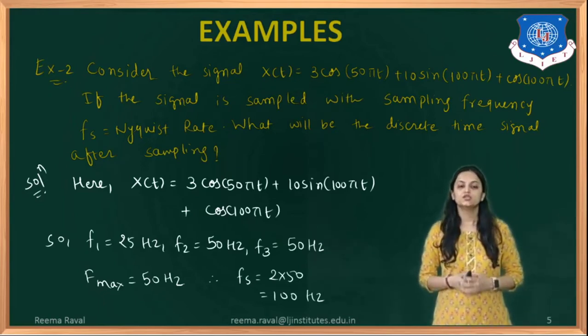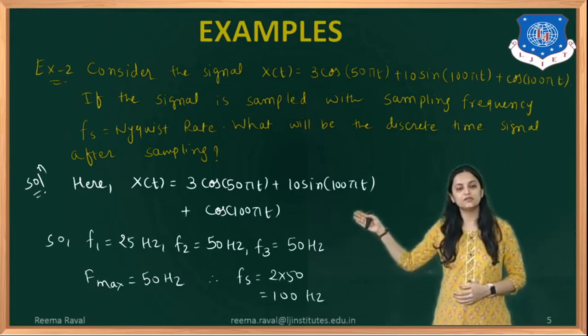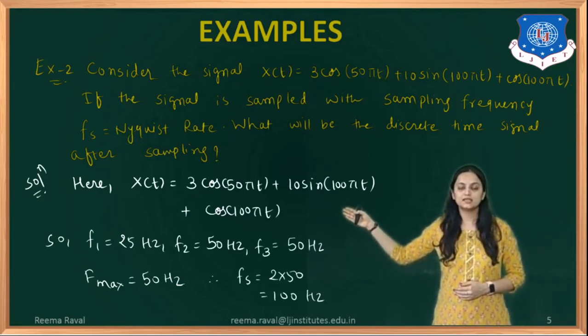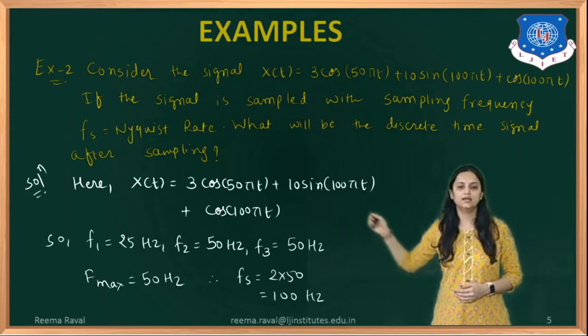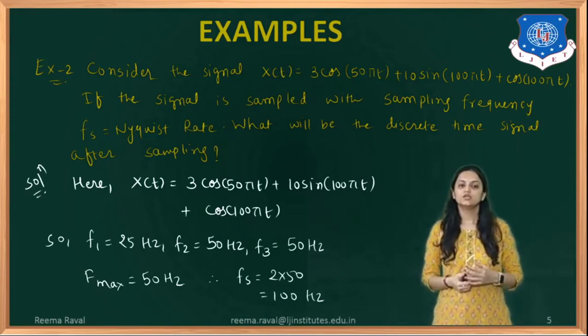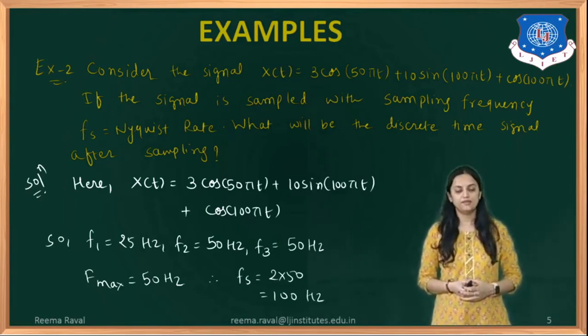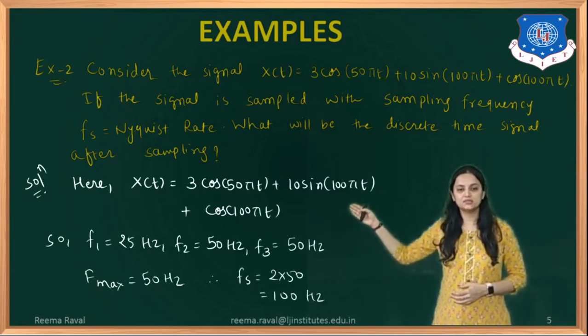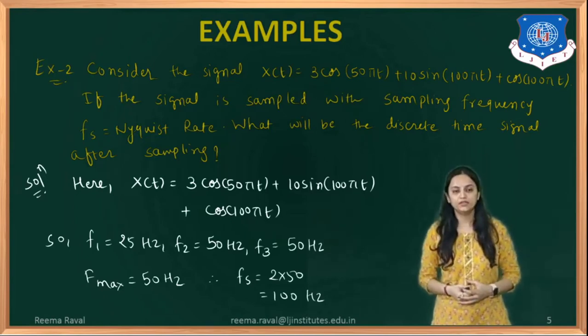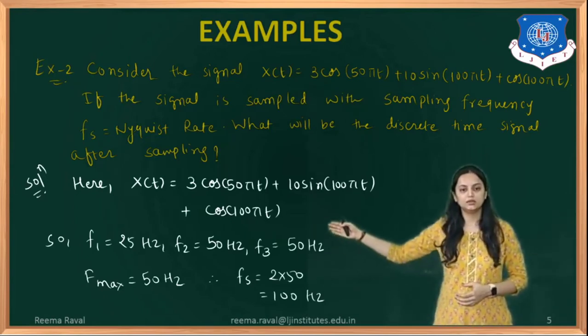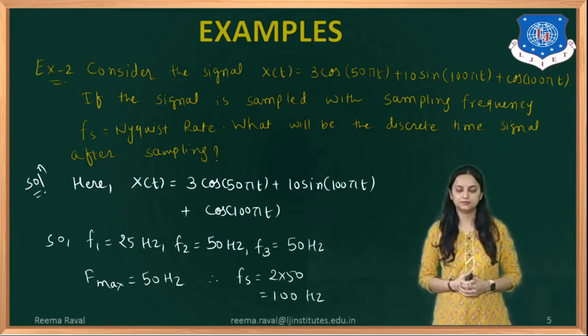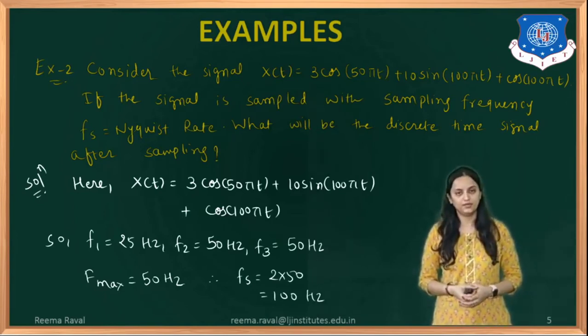rate. So here we have the equation x of t equals 3 cos 50 pi t plus 10 sin 100 pi t plus cos 100 pi t. Here the first frequency value from the first term is 25 Hz. So F1 is 25 Hz. F2, that means in this bracket 100 divided by 2, we get 50. So F2 will be 50 Hz. And F3 will be 50 Hz as well, because in the third term we also have 100 in the bracket. From all of these three frequency values, the maximum value, F max, equals 50 Hz.